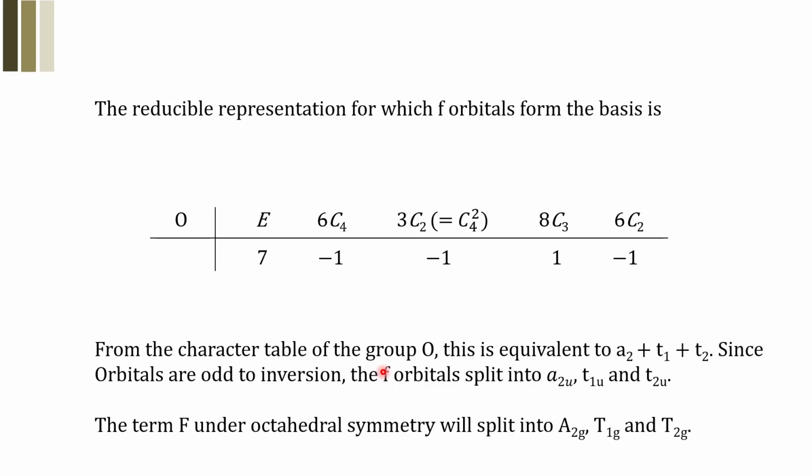They are all odd to inversion. So now our conclusion is A2u, T1u and T2u. However, the same idea cannot be used because we are talking about an octahedral splitting, and therefore the term F under octahedral splitting would be equivalent to A2g, T1g and T2g. And this is our answer for the splitting of the F term.